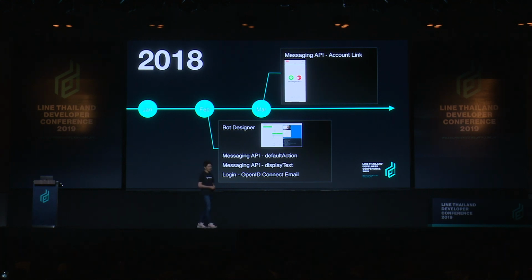In the first quarter of 2018, we released both Designer and Account Link and a bunch of functionality, but it sounds like a classic now. It was 16 months ago, a long time ago.